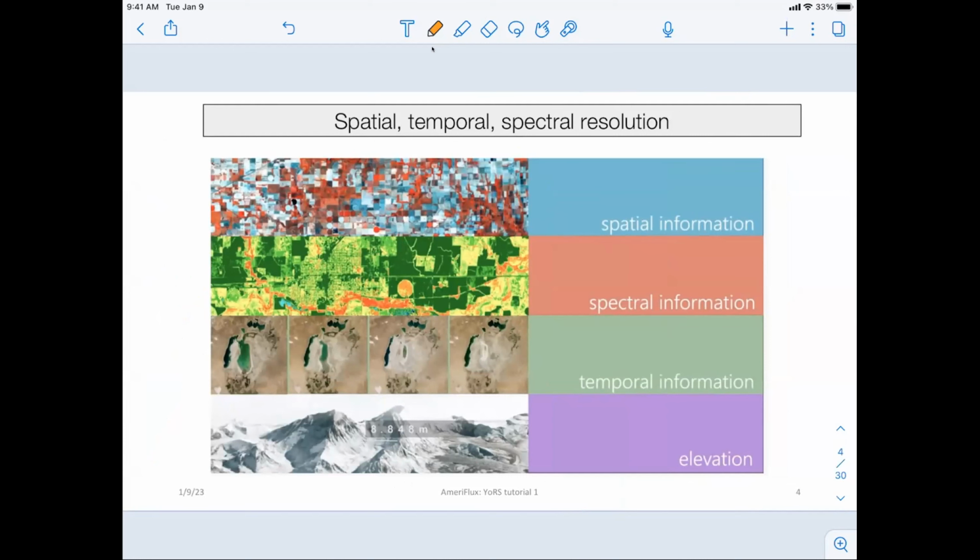And I think Zoe and Josh might talk a little bit more about this, but embedded in all remote sensing data, there's spatial information, spectral information, temporal information, and then if your data set can capture 3D data, we can get elevational data. So today I'm mostly just going to focus on spectral information and what we can and can't learn from the electromagnetic spectrum.